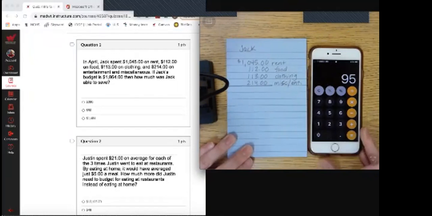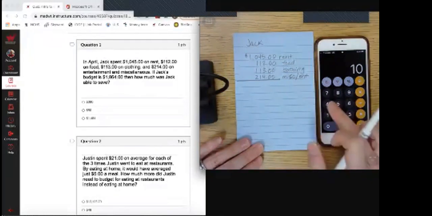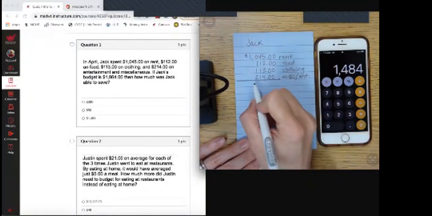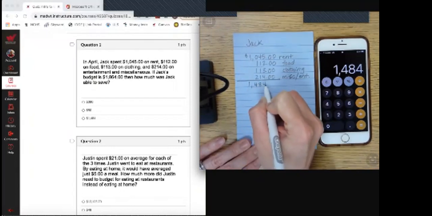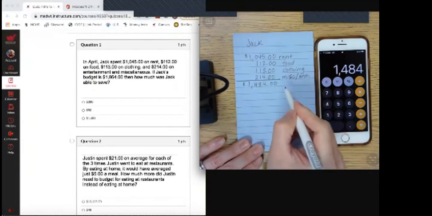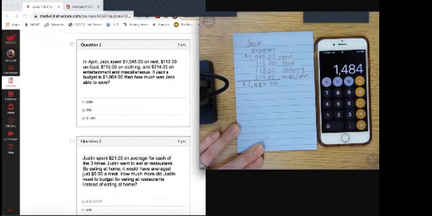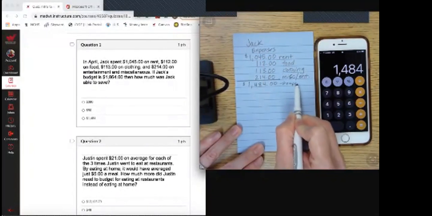So we're gonna add up all of these expenses. So $1,045 was his rent, plus $112 for food, plus $113 for clothing, plus $214 for miscellaneous. So then we have to equal that. So he spent $1,484.00 on his, what we call these expenses. Okay, on his expenses, that's how much he spent.